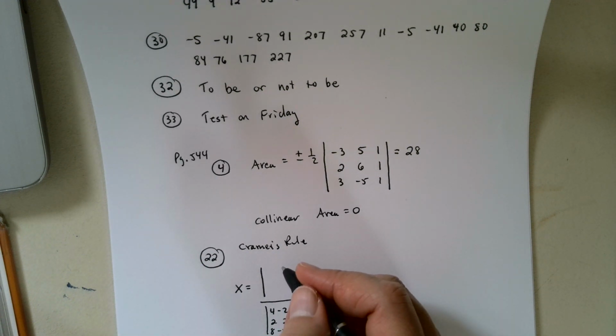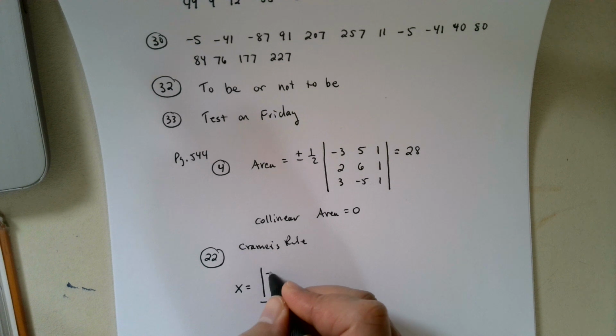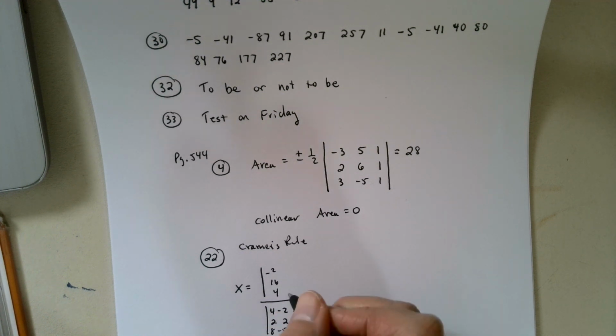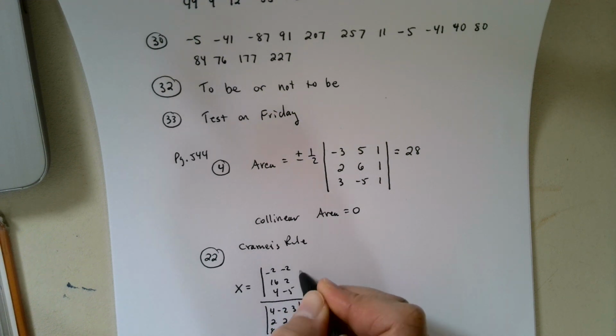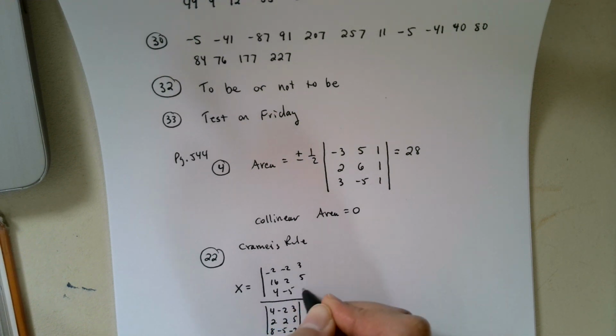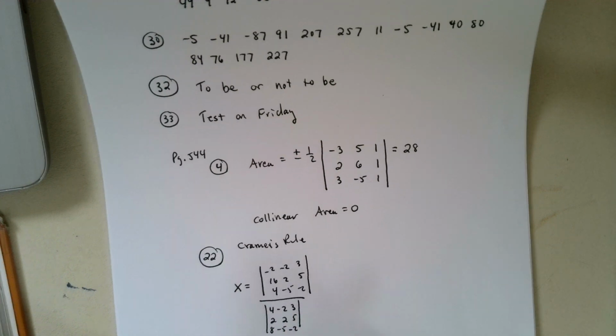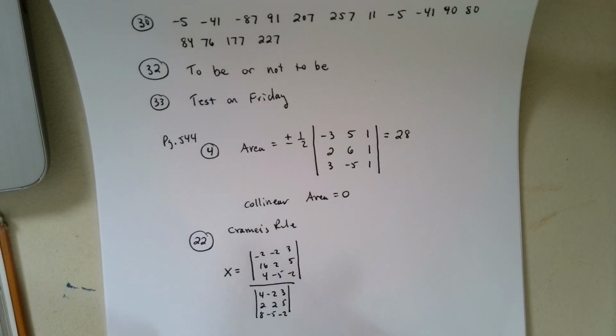In the numerator, when you're solving for x, you're going to put -2, 16, and 4 in place of the a's, and then you're going to have your b's and your c's, and then you would find the determinant of each one and divide.